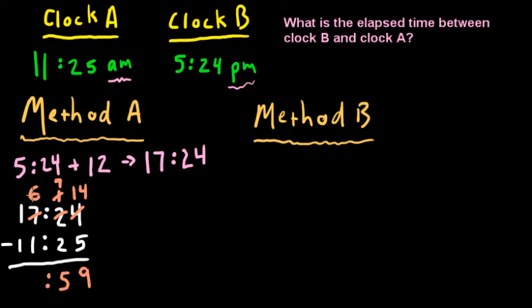Okay, and 16 hours take away 11 hours is 5 hours, and then 1 take away 1 is 0. So 5 hours and 59 minutes will have elapsed. That is your answer right there, between 11:25 and 5:24. Okay, thank you.